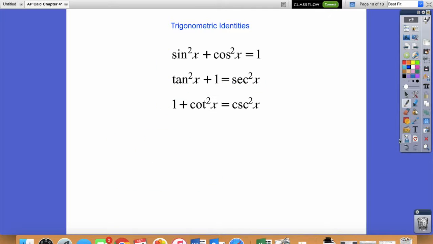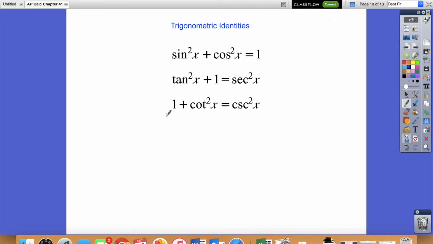Now we are going to actually get into trig identities and inverses. One of the things that you're going to have to use in this whole lesson are these trig identities that you would have learned in Algebra 2 or pre-calculus. These are identities that you really need to have memorized by the AP test. So we have sine squared x plus cosine squared x equals 1, tangent squared x plus 1 equals secant squared x, and 1 plus cotangent squared x equals cosecant squared x.